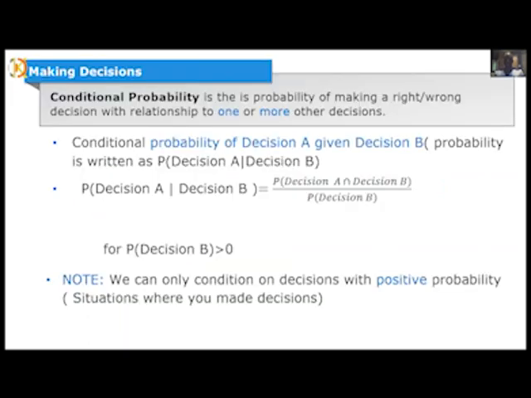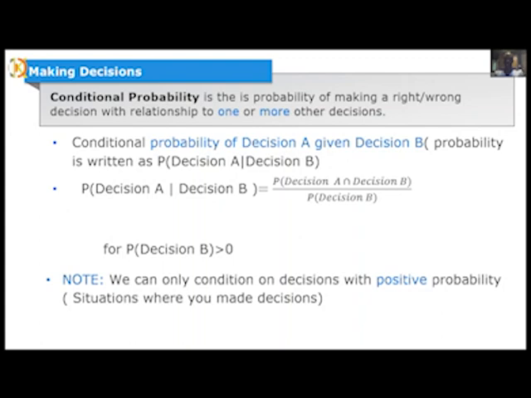Decision making sometimes can be difficult. To make it easier, you can use probabilistic principles. One of them is conditional probability. Conditional probability is the probability of making a right or wrong decision in relationship to one or more other decisions.